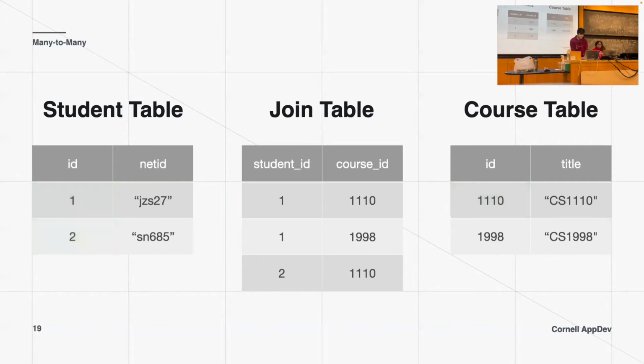Okay, cool. And this is an example: if you wanted to add me to 1998, you would just add one more row to the join table.